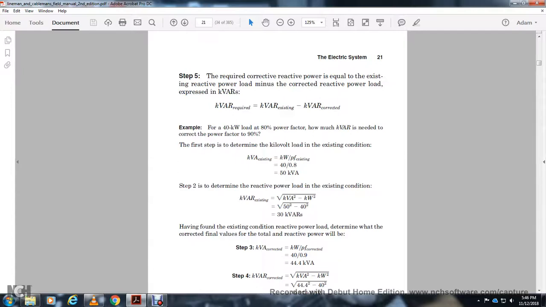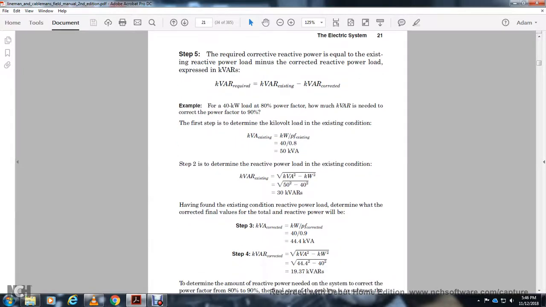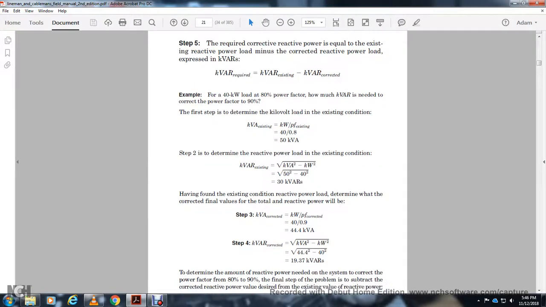Step 2: determine the reactive power load with the existing condition. Kilovolt amperes reactive is equal to the square root of kilovolt amperes squared minus kilowatts squared. The square root of 50 squared minus 40 squared equals 30 kilovolt amperes reactive. Having found the existing reactive power load, determine the corrected final value of the total reactive power. The kilovolt amperes corrected will equal the kilowatts over the power factor, 40 over 0.9, which is 44.4 kilovolt amperes. Then the corrected kilovolt amperes reactive is the square root of kilovolt amperes squared minus the kilowatts squared. That gives you 19.37.